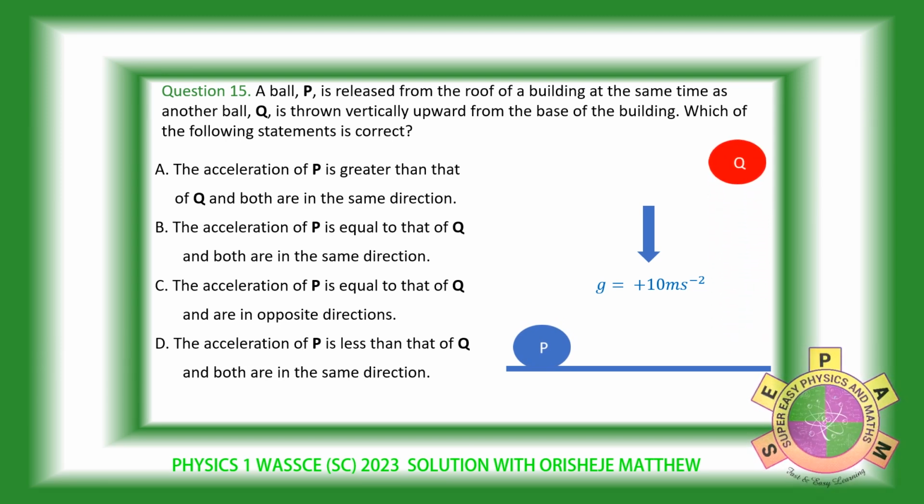So I'll just look at the throwing up and the falling of the object. So A, acceleration of P is greater than the acceleration of Q. That is wrong. The acceleration of P is equal to the acceleration of Q, and both are in the same direction. That is the correct answer. The acceleration of P is equal to that of Q, and they are in opposite direction. No, the acceleration is not in opposite direction. Acceleration of P is less than the acceleration. No, it's not less, it is equal. So the correct answer is B.